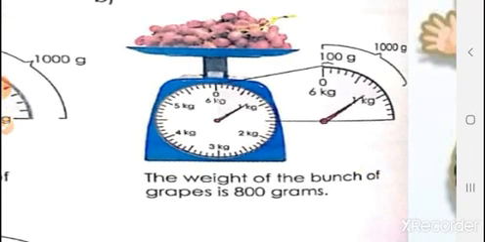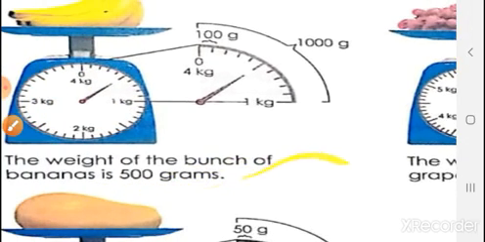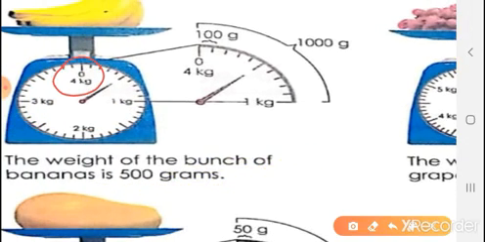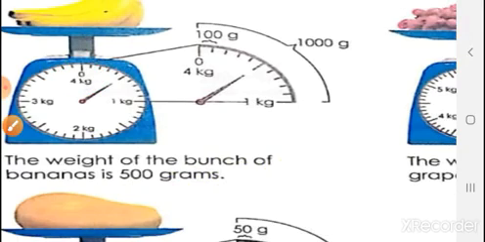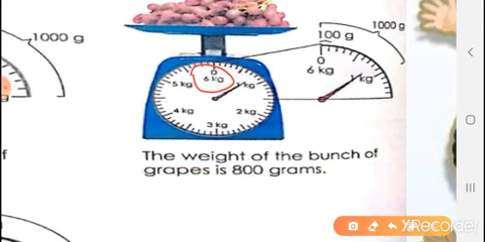Here we have a bunch of grapes on the weighing scale. So what is the greatest weight that can be measured using the weighing scale in picture B? So that is 6 kilograms, as we had 4 kilograms in the first picture. You can see in the second picture we have 6 kilograms, means this weighing scale can measure the weight up to 6 kilograms.